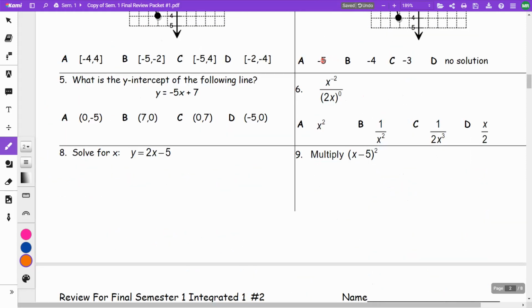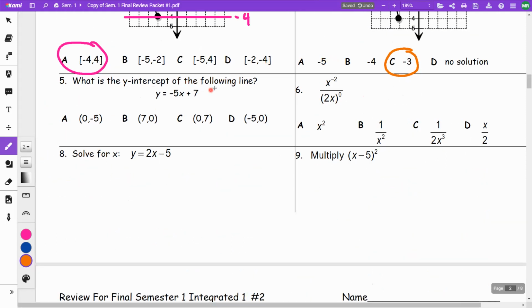On number 5, what is the y-intercept of the following line? So this is the form y equals mx plus b. So my y-intercept is the 7. We write it as (0, 7).